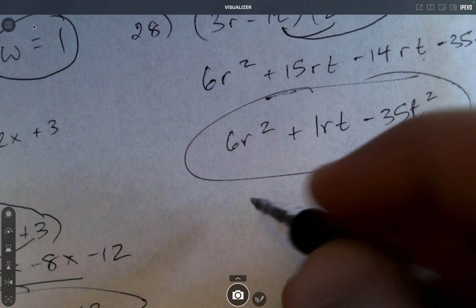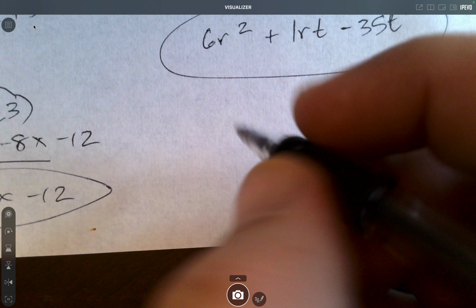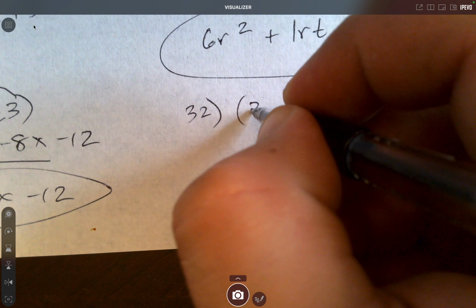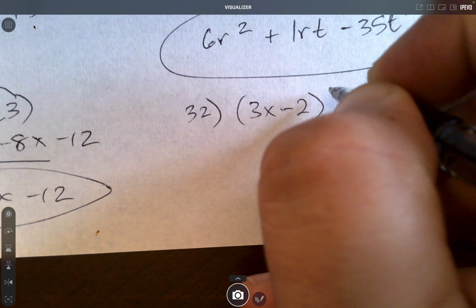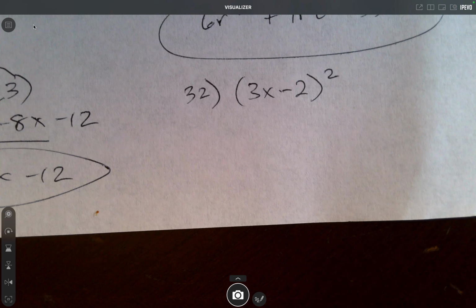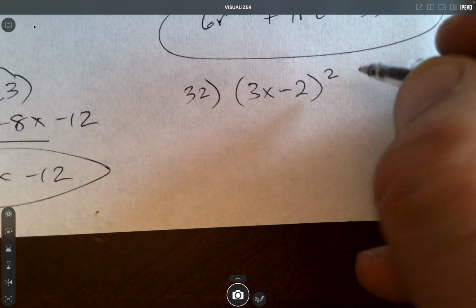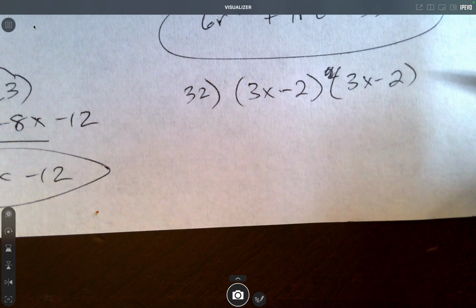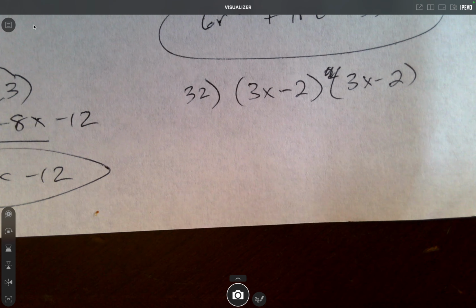Okay, I think I can fit 32 right over here. So we're finding the product. So you got to remember, this is very, very important. This is a mistake people make far past 8th grade. When you see this, you've got to remember what squared means. Squared means times itself. So you should rewrite this as 3x minus 2 times 3x minus 2. Because that's what the squared really means.